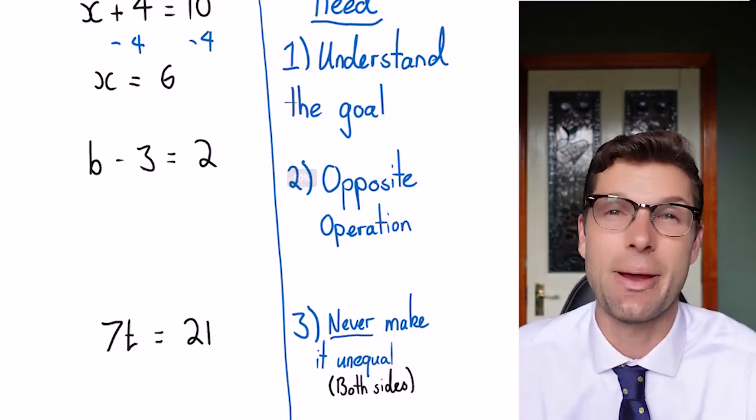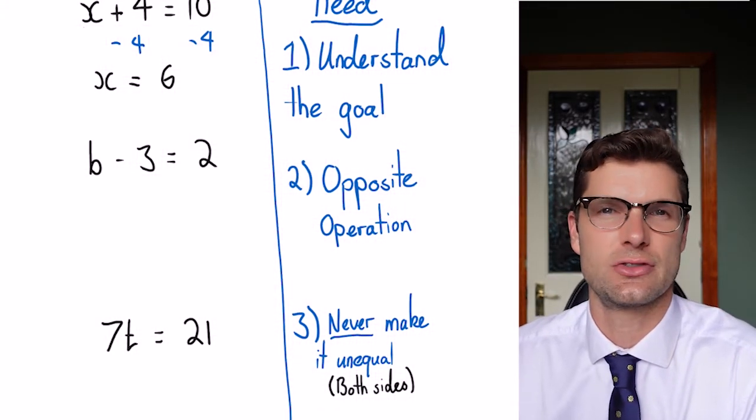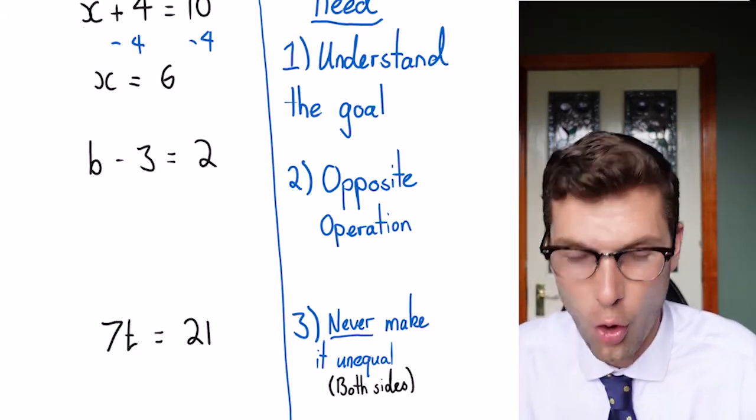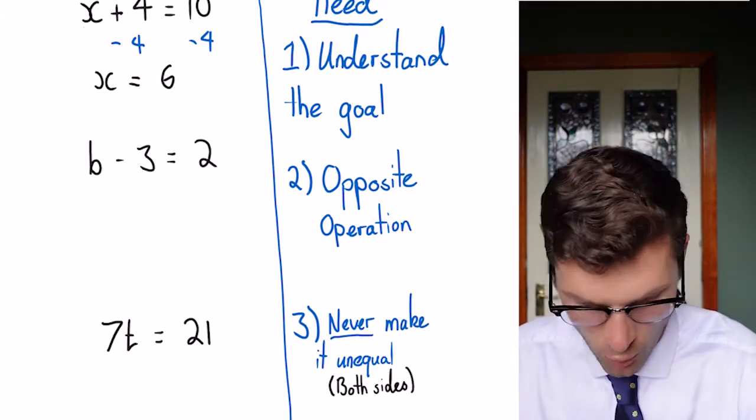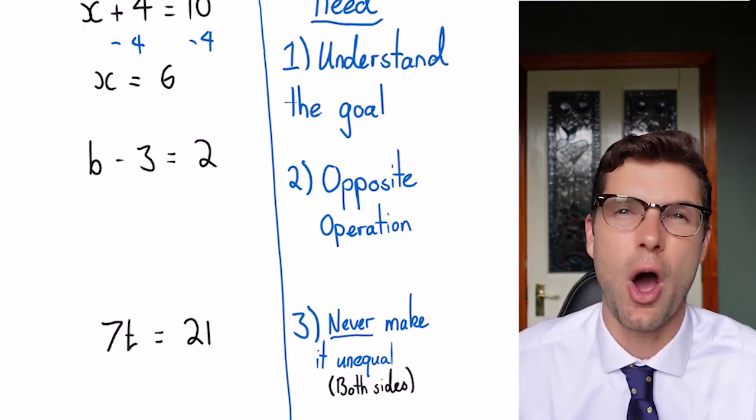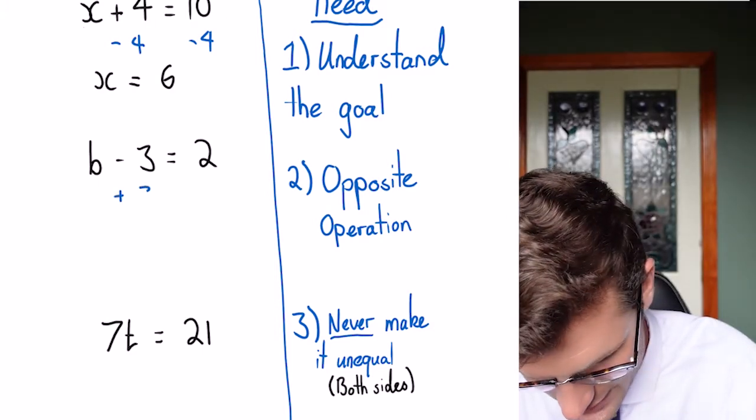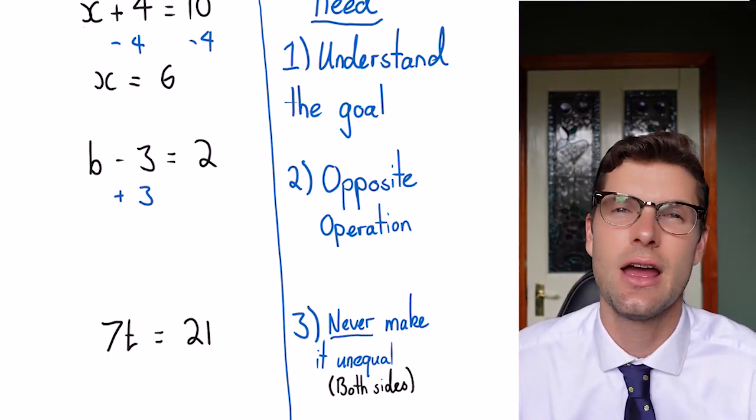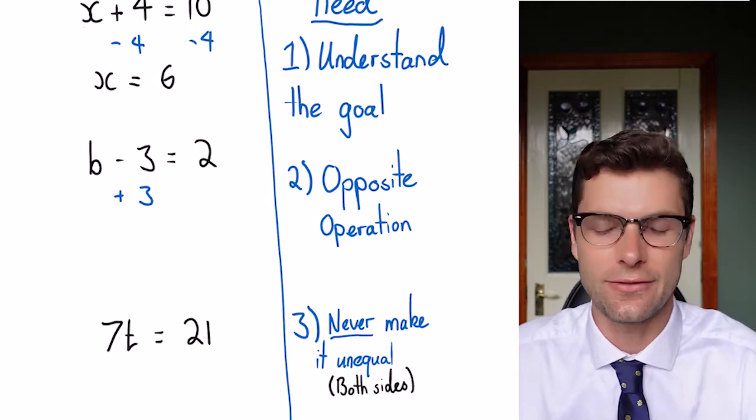So for this next one, we've got b minus 3 equals 2. So something minus 3 equals 2. All we need to do to work it out and show our working is the opposite operation underneath. So instead of minus 3 there, if I plus 3 to this side, that's going to get b by itself. And whatever I do to one side, I have to do the other.